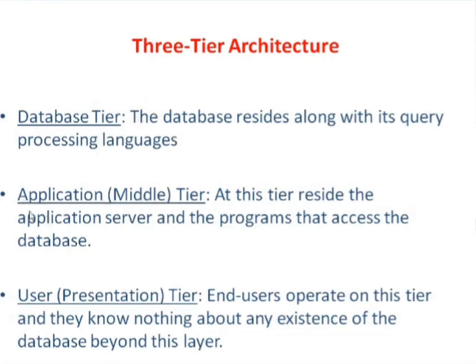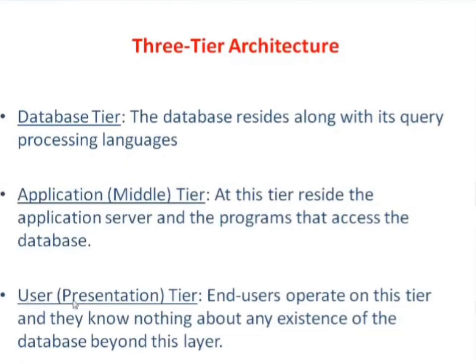In the middle tier, or I can call it the application tier, at this tier reside the application server and the programs that access the database. Of course, you need to have a server to process these queries. So in the application tier, you will find the application server as well as the programs that access the database. This will act as an interface between user and the database. So this is just a medium between these two levels, right?